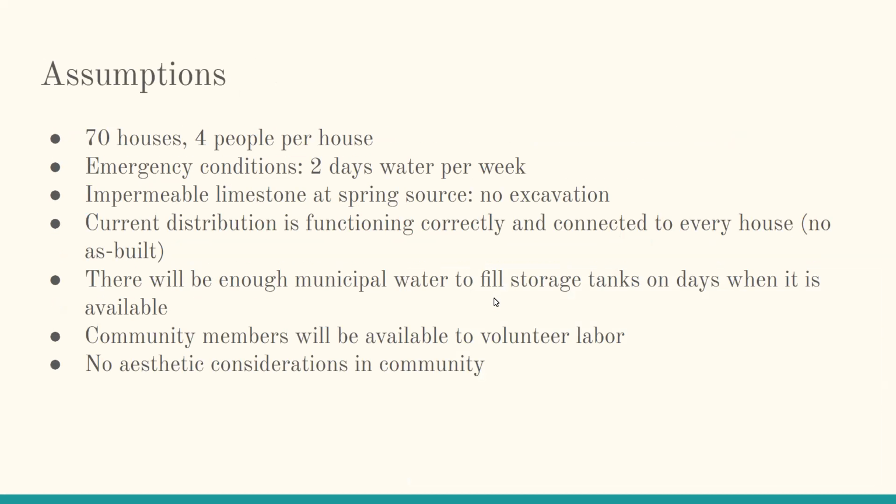We had to make quite a few design assumptions for this project due to either lack of data or just constraints. So the first is that there's 70 houses, 70 taps, and on average 4 people per house. That's coming from data from the KRV team because they were actually in Panama on the ground taking GPS. And then like Kate was saying, the emergency conditions in the dry season, we're assuming that they get water a minimum of 2 days a week.